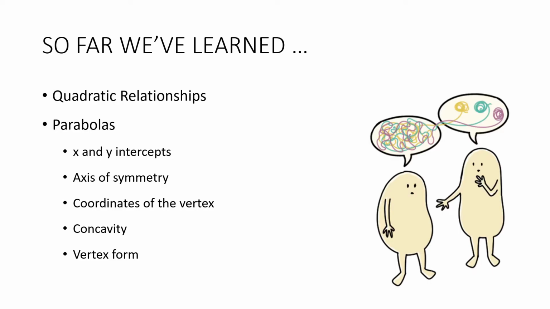So this is what we've covered so far. We've learnt about quadratic relationships, and then last lesson we looked at parabolas. We learned how to find x and y intercepts, the axis of symmetry, the coordinates of the vertex. We talked about concavity and we looked at vertex form.